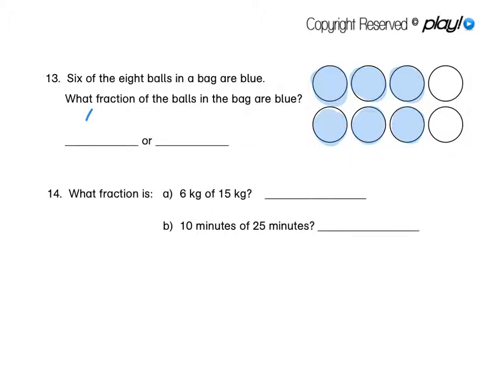So we could write it as 6 out of the 8 balls, or if we divide top and bottom by 2, we get 3/4. There's 1/4, second quarter, and third quarter, and that's the fourth quarter.